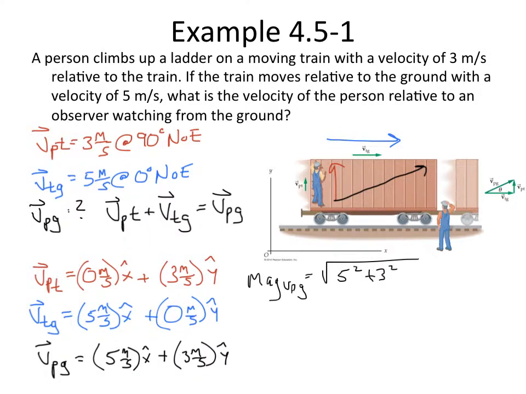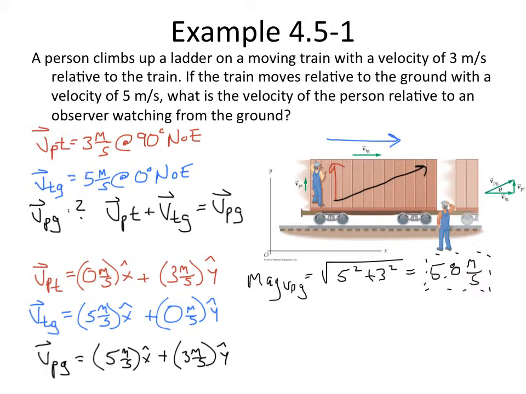That's our modified Pythagorean theorem. 5 squared plus 3 squared. There's my calculator right there. So 5 squared is 25, plus 3 squared is 9. That looks like 34. So square root of 34 is 5.8 meters per second.